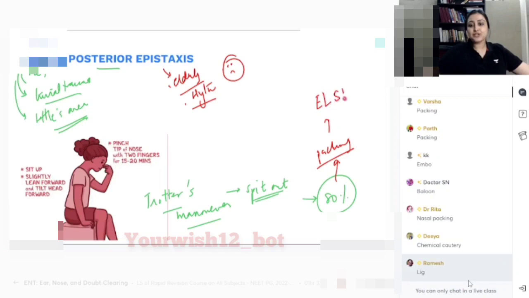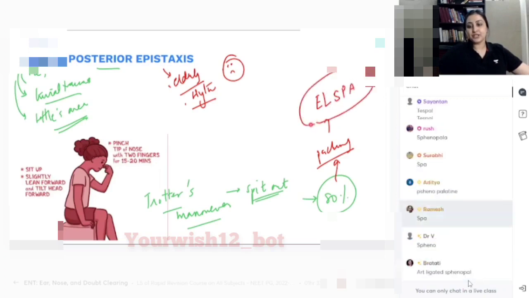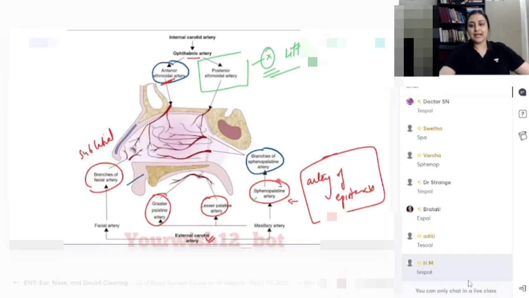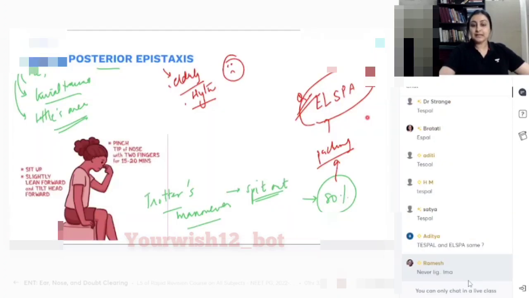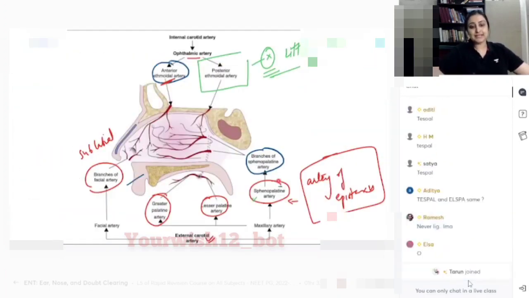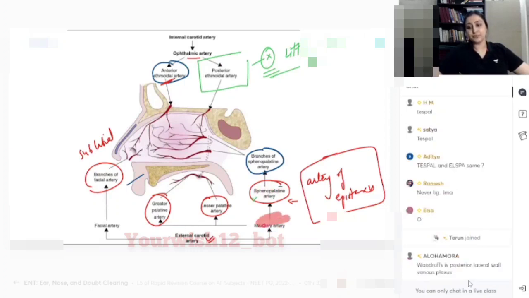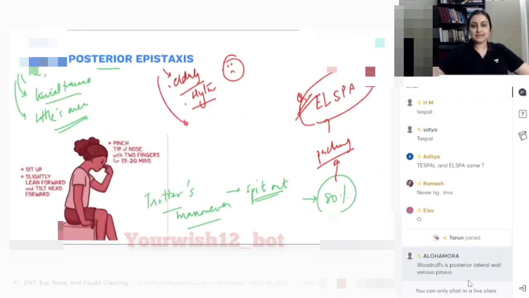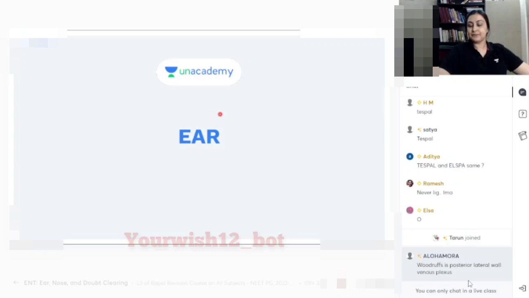So endoscopic ligation of sphenopalatine artery. ELSPA का नाम पता होना चाहिए, right? So endoscopic ligation of sphenopalatine artery is what is done, because that was our artery of epistaxis. ELSPA is what it's technically called. ठीक है. या आई में पूरा you can ligate, ऐसा नहीं you can't ligate, but that will be your next step. First you want to do this. अगर इससे नहीं हुआ, then you want to go to this. Woodruff is your venous plexus, which is responsible for posterior epistaxis. So this is predominantly your venous injury. Okay, so this is about epistaxis.